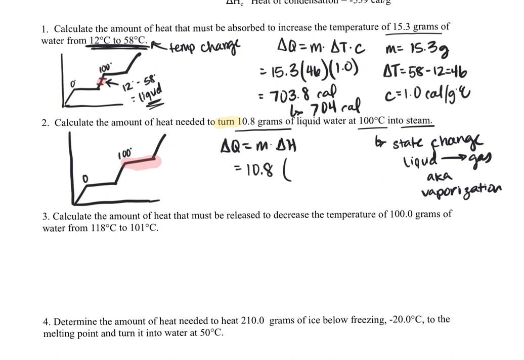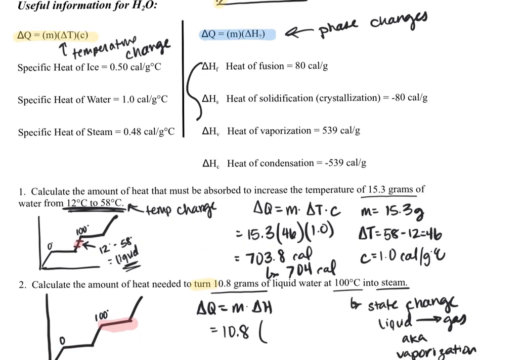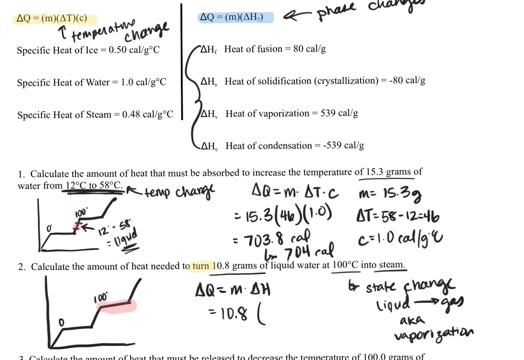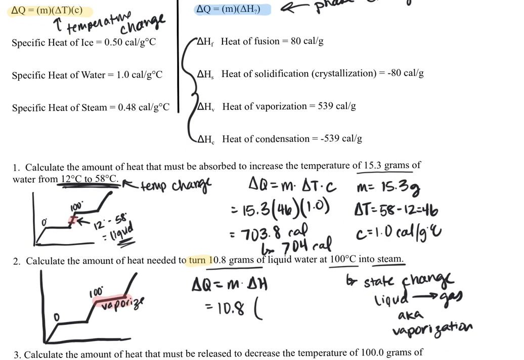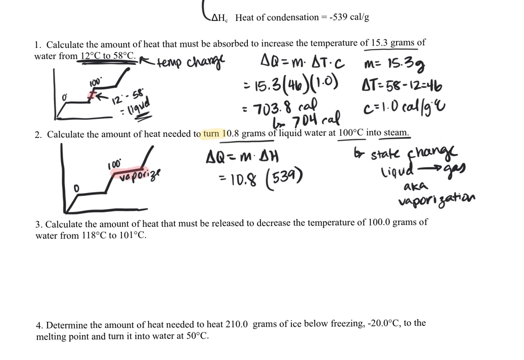And then what I have to do is look up here at these different delta H values. So I just need to choose the one that reflects the state change I'm seeing. So at this portion of the graph, I am vaporizing. So what that means is I want to use the heat of vaporization, which is 539 cals per gram. So what we find this is equal to is 5,821.2 calories. So in correct significant figures, that would be 5,820 calories.